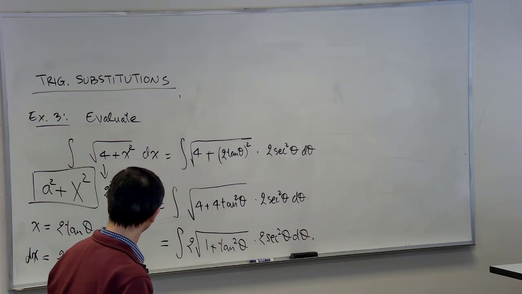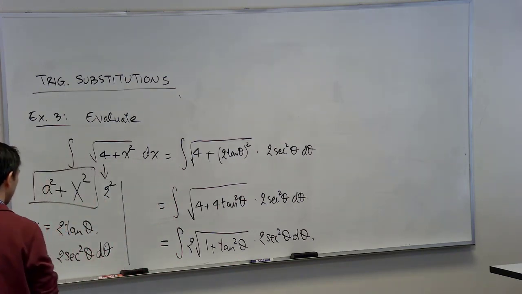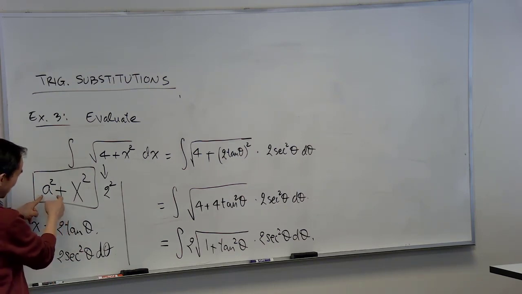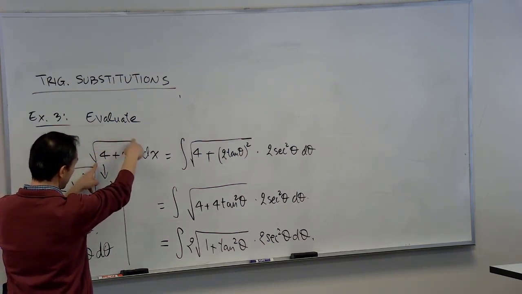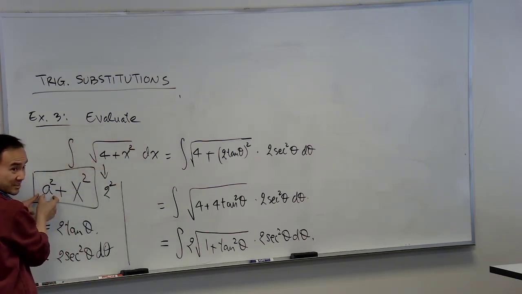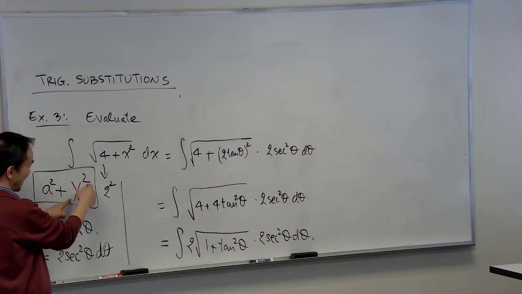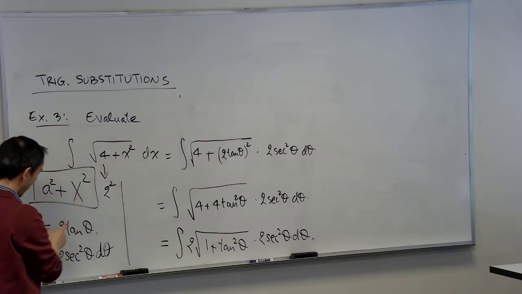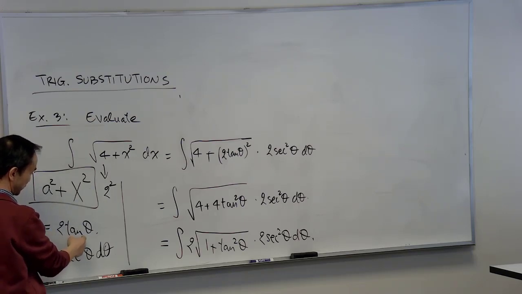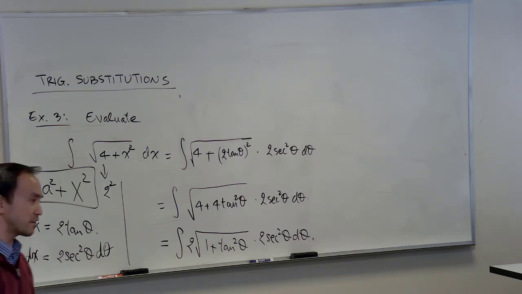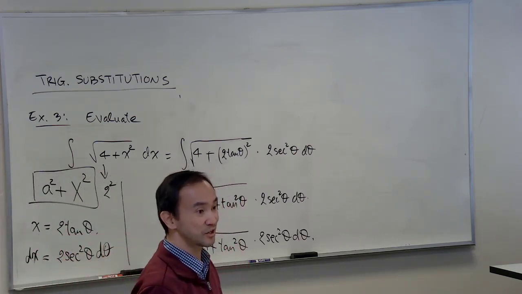Yeah? Why is x 2 tangent θ? It's just a choice that we make here. The strategy is that when you recognize you've got a square root involved, and inside the square root you have the square of a constant plus the square of some expression, that square of some expression in this case is simply the square of our variable x. That's why I chose x to equal 2 tangent θ. Right now I'm just introducing that work, and later on I'm going to show you how we make that general substitution.